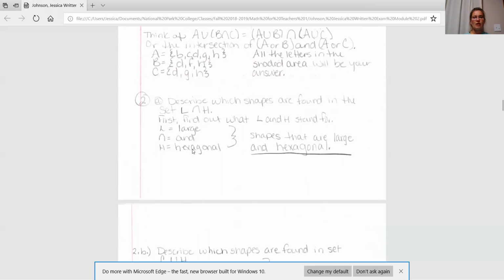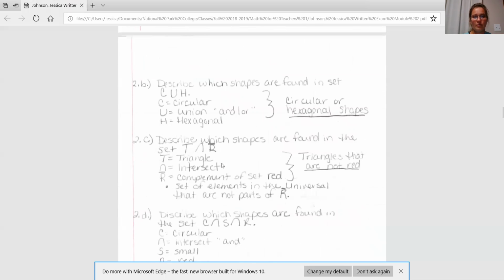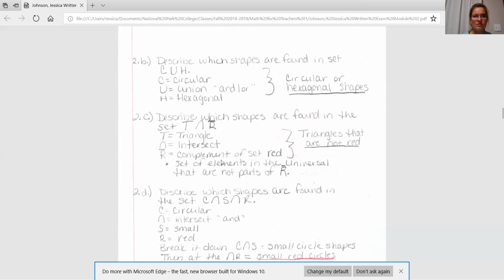Okay, and then we're going to describe which shapes are found in the set L and H. L stands for large and H stands for hexagonal. So we're going to have shapes that are large and hexagonal. Let's describe shapes that are found in set T that intersects the complement of R. We're going to have triangles that are not red.